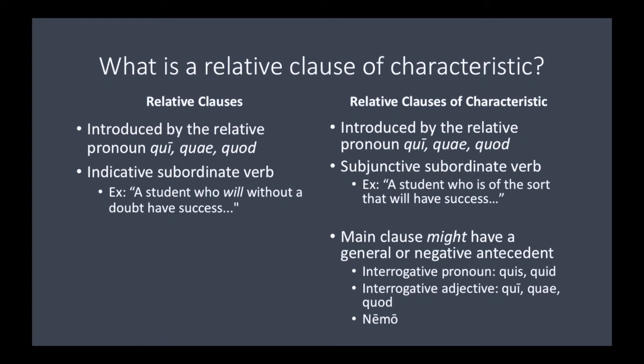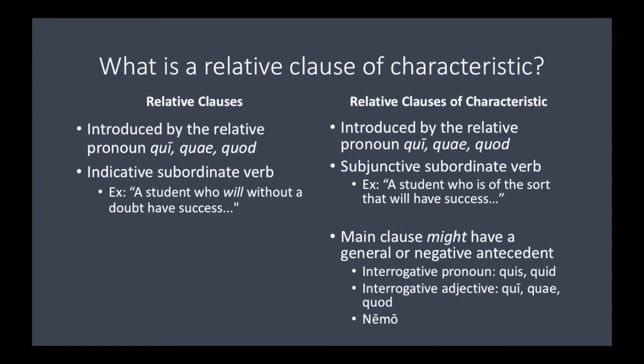Therefore, a normal relative clause indicates something that is true. To continue one of our earlier examples, a student who will, without a doubt, have success. A relative clause of characteristic tells us about the person or thing's character. It suggests something that is possible, a student who is of the sort that will have success.